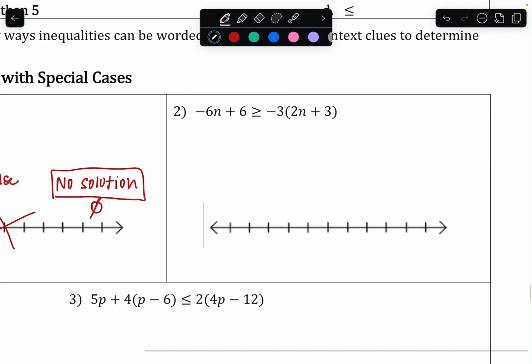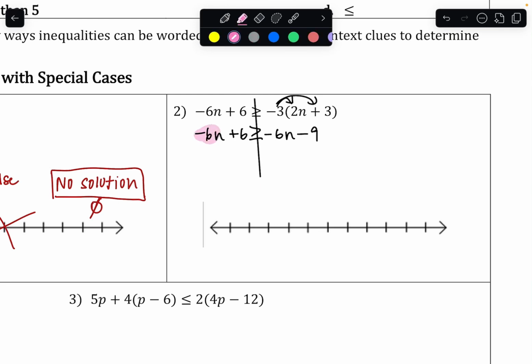In this next example, we need to distribute the -3, giving us -6n minus 9. We have the variable on both sides of our equation, so I'm going to get rid of all the variable on the right by adding 6n, which ends up canceling all the variables on the left, which tells me I am dealing with a special case.